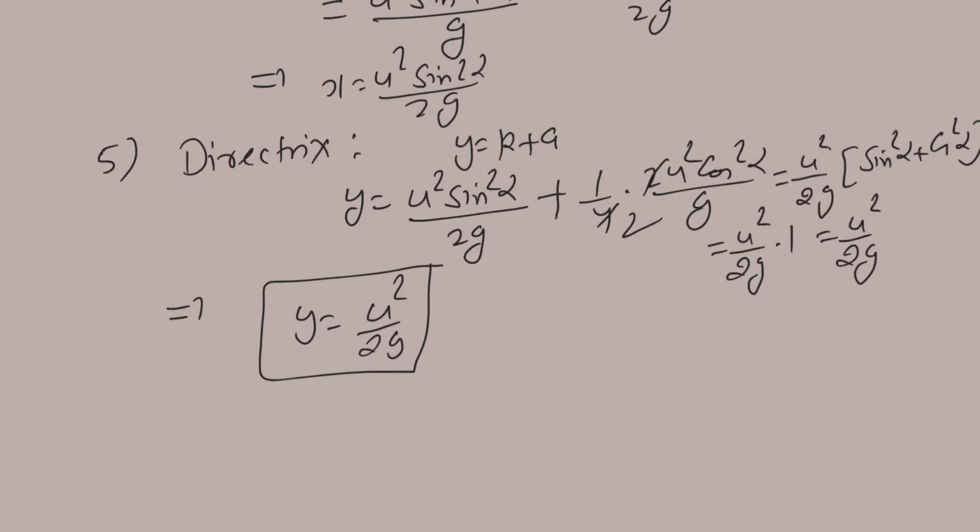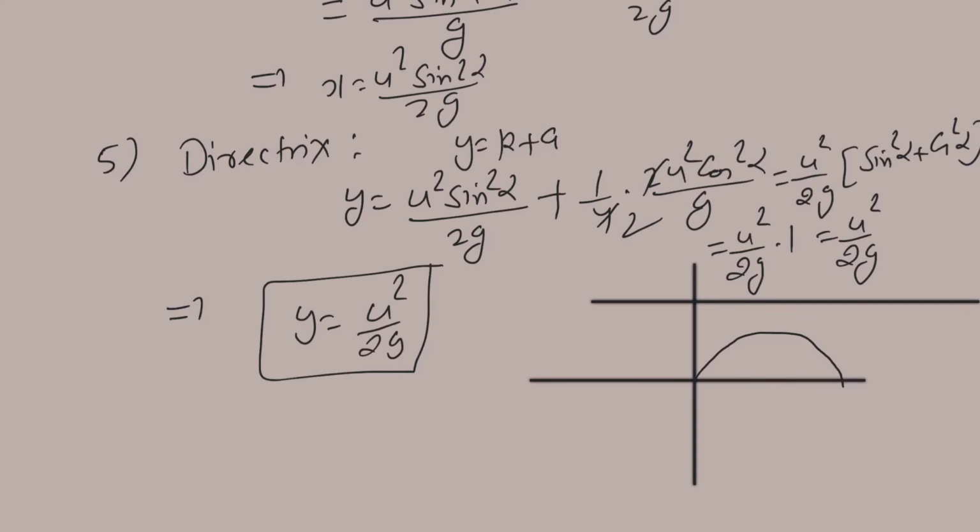Here we see the Directrix depends upon the velocity of projection only, and it is independent of the angle of projection. If I say these are the axes, say we have a particle and we have projected it something like that, and this is the Directrix. So this particular equation says that the Directrix, y is equal to u square by 2g, will be the same irrespective of the angle of projection.